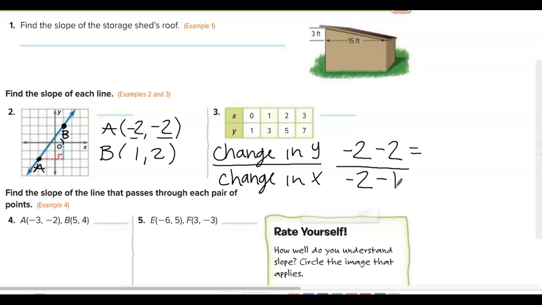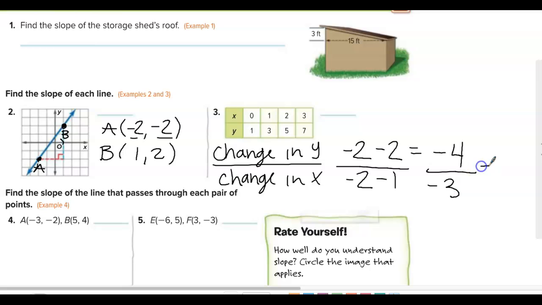So if I'm down 2 and I go down 2 more, where am I at? I'm at -2 and I'm going further down, so I would be -4. -2 minus 1, -3. A negative divided by a negative is a positive.